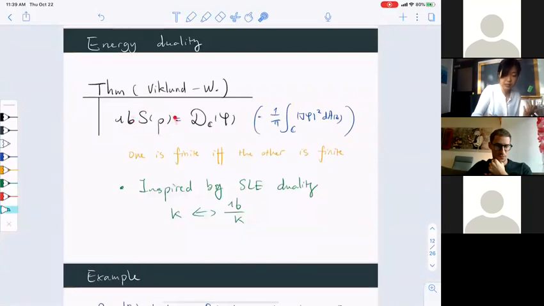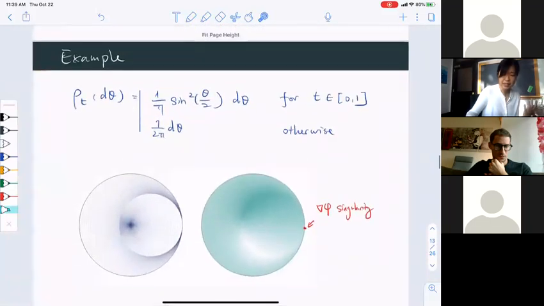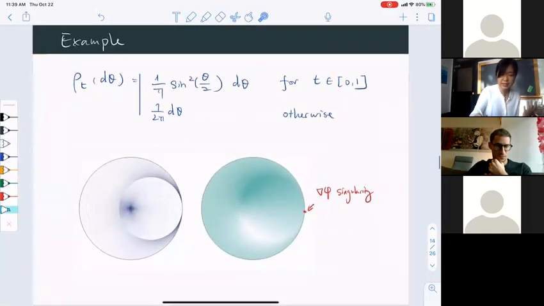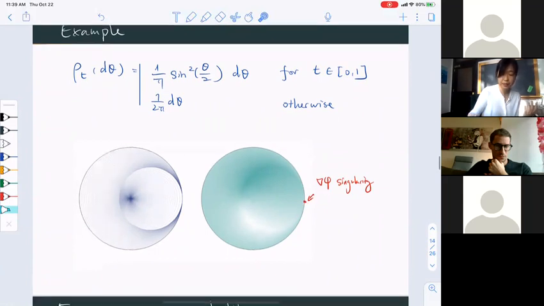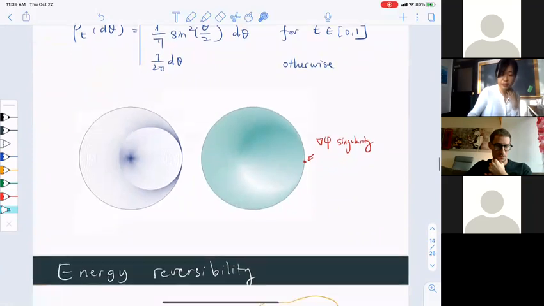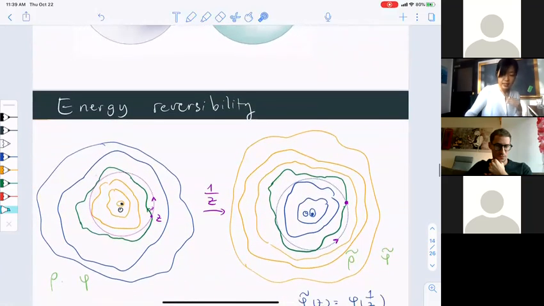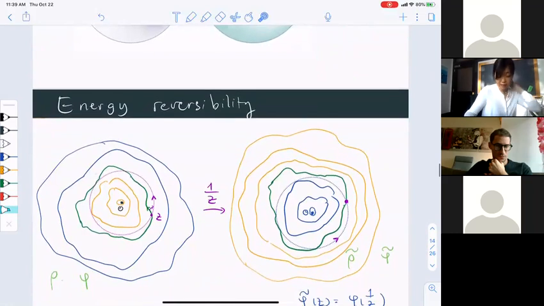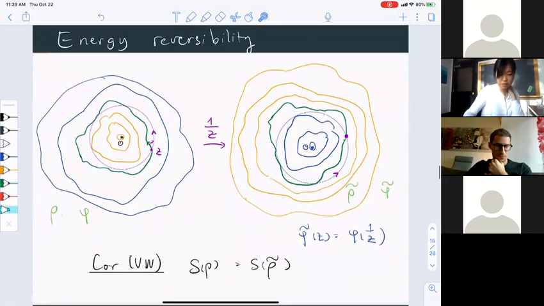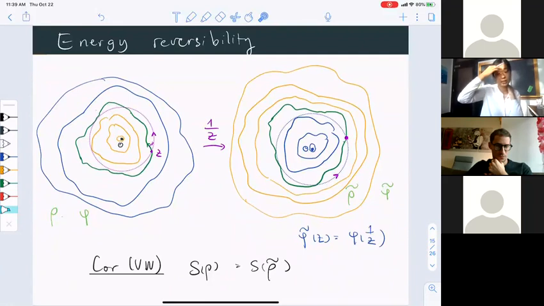This is again computed explicitly on both sides. But even in this very simple case, computing the Dirichlet energy of the winding function is not completely trivial, because actually the gradient of phi has a singularity at this point. But it's doable. So it's another way that we check our formula is correct. Okay, I probably don't have the time to go into the proof, but let me talk about the consequences.